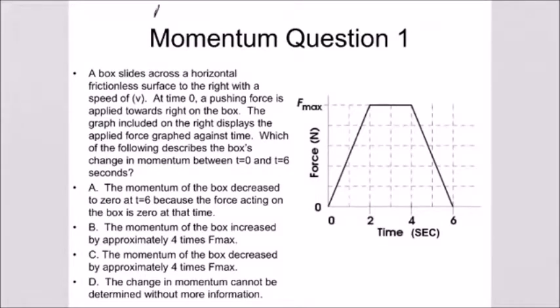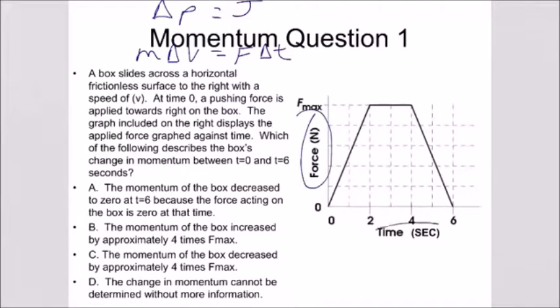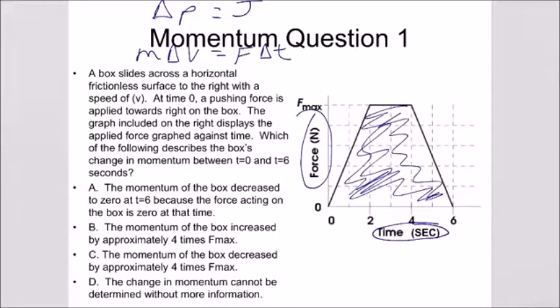So we're looking for the change in momentum, delta P. Remember, that's equal to m delta v. We also should know that the change in momentum is equal to the impulse, J. Impulse is equal to force times change in time, so m delta v equals F delta t. Over here we have a force versus time graph. Remember that the area under the curve of a force versus time graph is equal to impulse. So let's find the impulse.